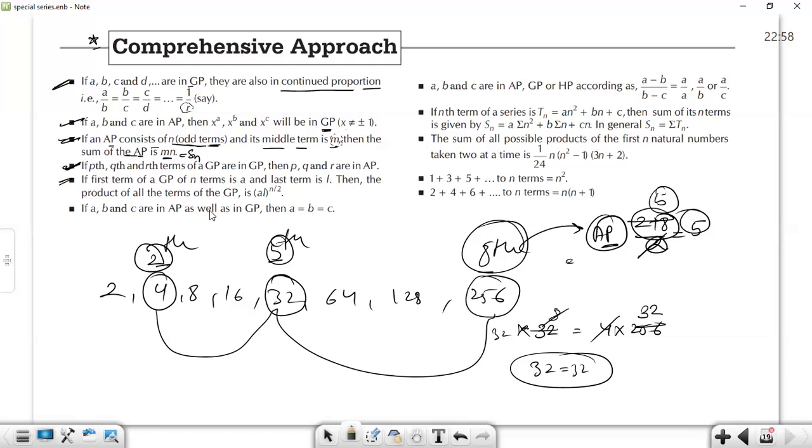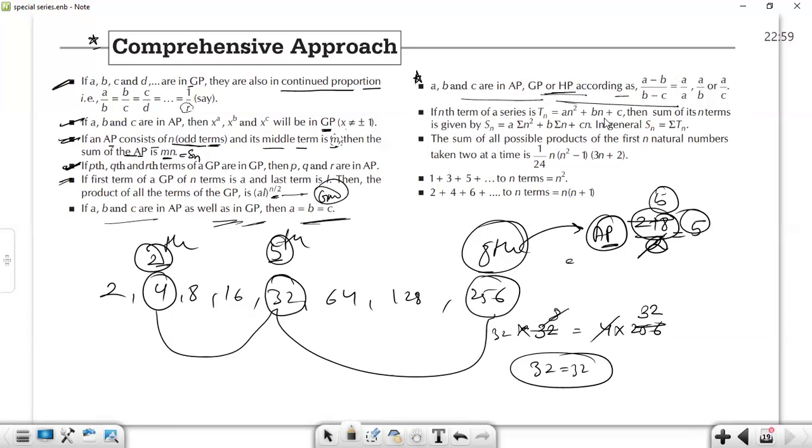Next point, the first term of a GP of n terms is A, the last term is this, then the product of all terms is the geometric mean of this. We have discussed this earlier also in geometric means. If A, B, C are in AP as well as in GP, then they have to be equal. If A, B, C are in AP, GP or HP, then according to that, A minus B by B minus C has to be equal to A by A, or A by B, or A by C. This is important. Please remember this.